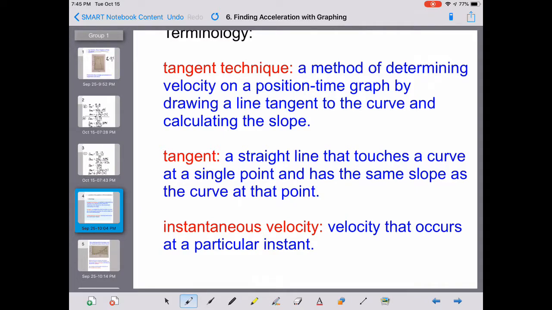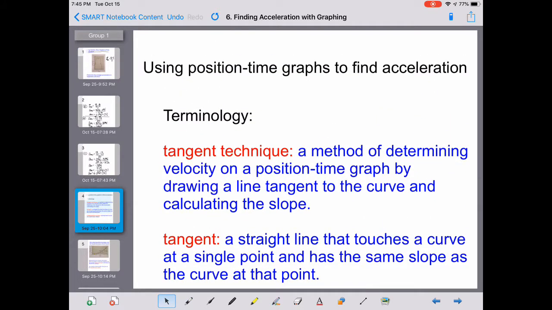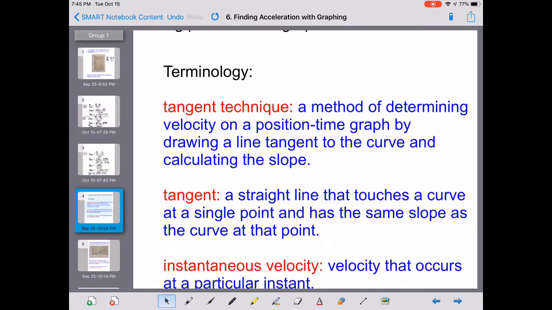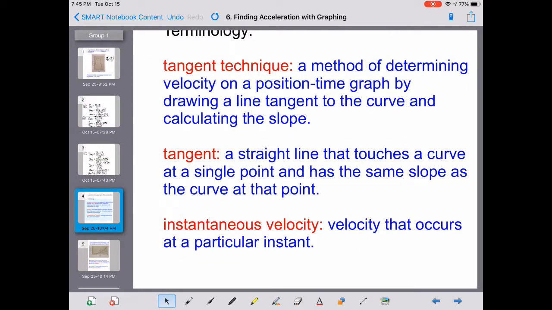into the next part. And so the next part is using position time graphs to find acceleration. Now again, pause if you like, go through and copy down each term, and then we can start to go through each one of them.